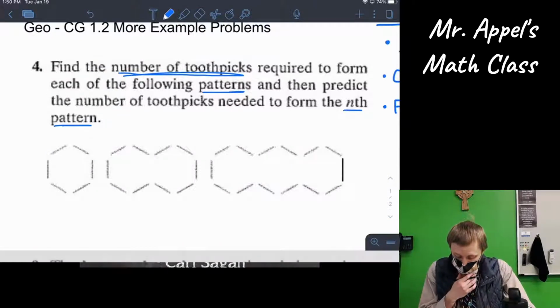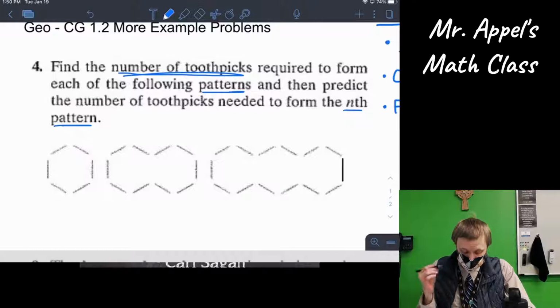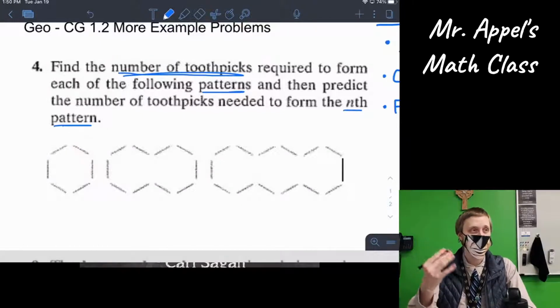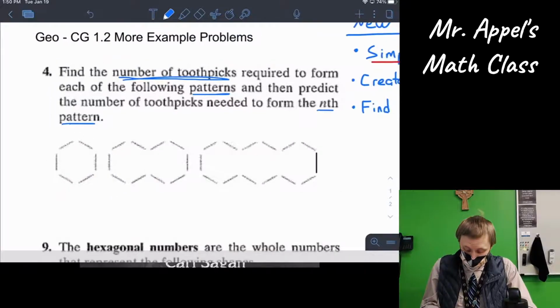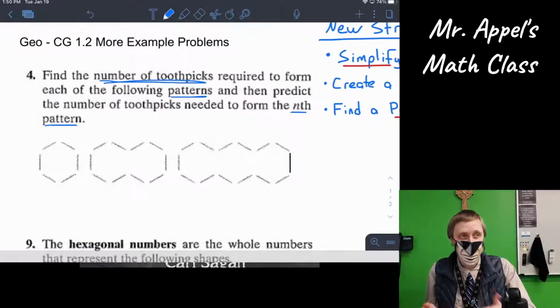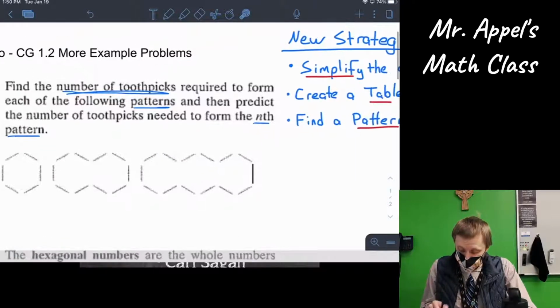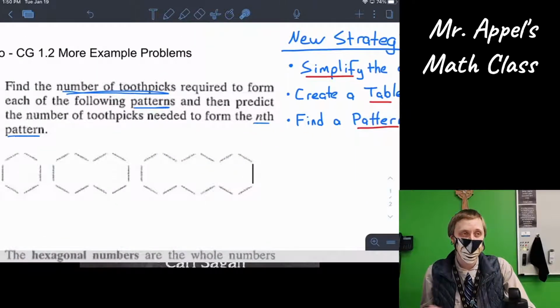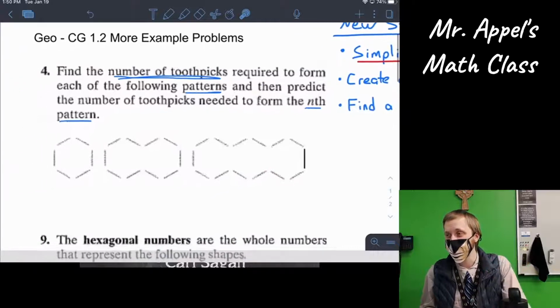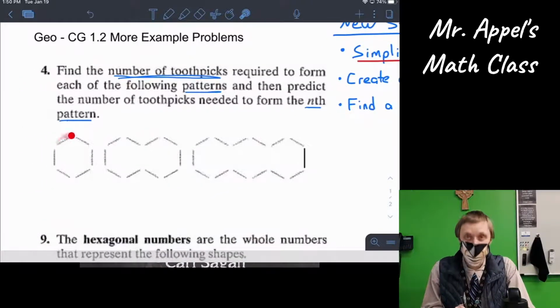Let's see. If we are looking for the number of toothpicks, I think we ought to start counting. And if we're going to be counting things, I think a table is going to be really nice to help organize that information. I would like to always simplify whenever possible, but they've already done that for us, right? They've given us the simplest possible version.